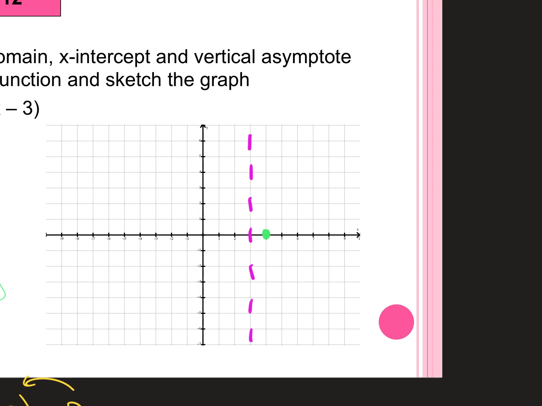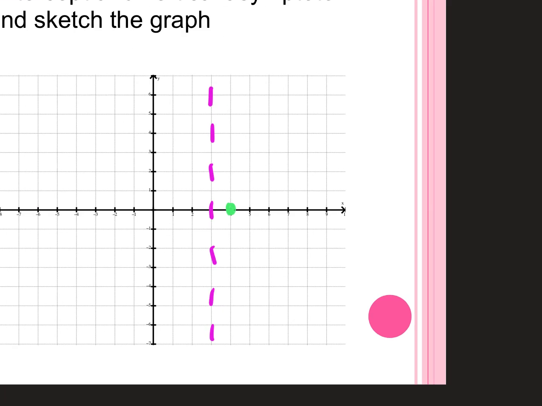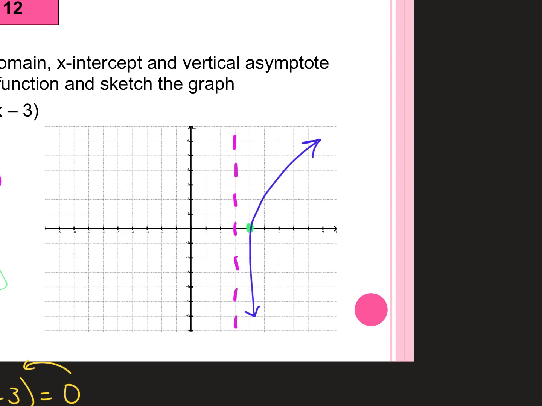Does that make sense? Go back to your domain, just to make sure. Does it make sense that your x-intercept is on the right-hand side of your vertical asymptote? Yes. So then just go ahead and draw a little sketch. Tamara, do you have a question, babe?